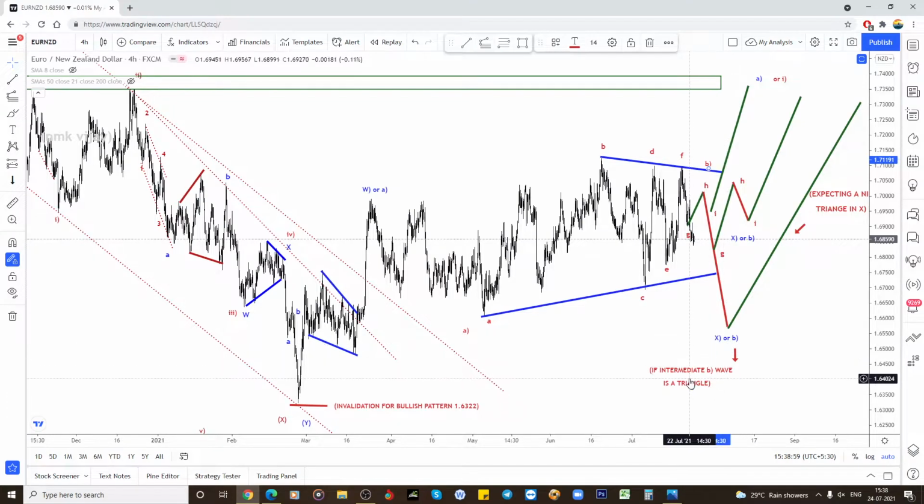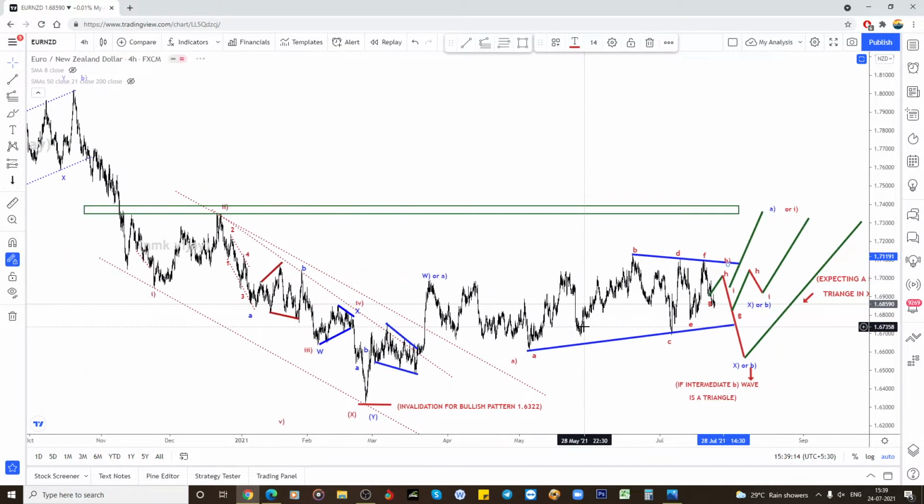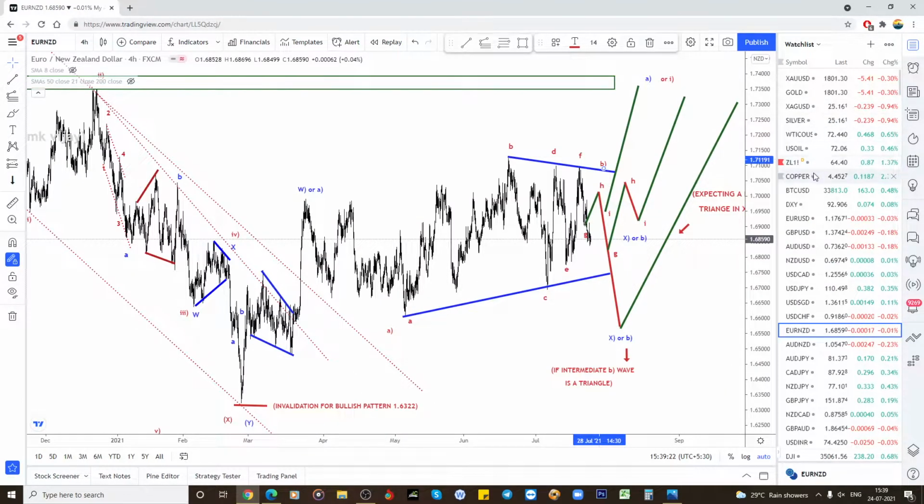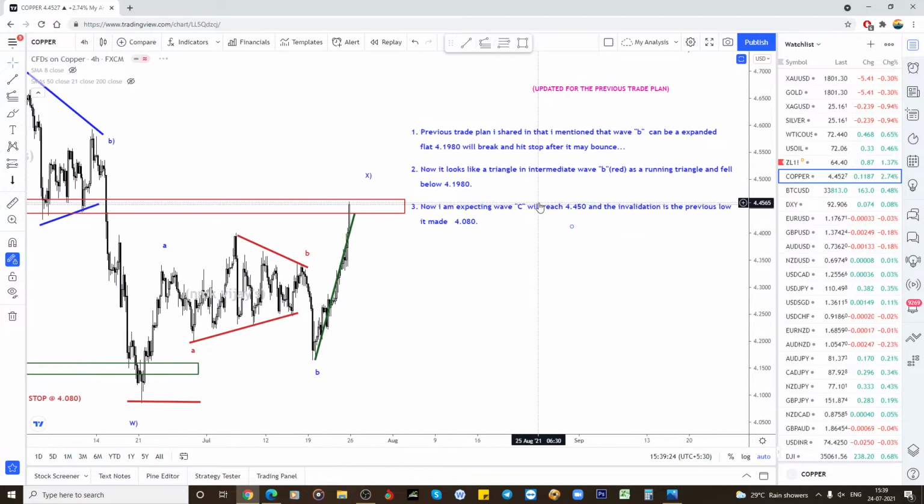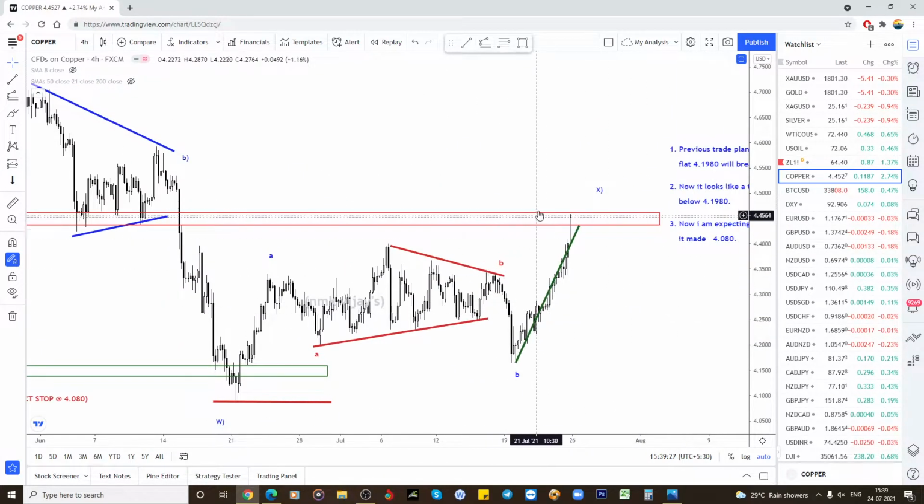But here I have explained, if the intermediate B wave is a triangle, then this A, B and C, that same thing happened in copper. I will show you that as an example. So this is a W or A, and this is the X or B, and once it breaks this low, it will shoot. So I will show you the copper chart. I expected the same for that higher, and I took this as a bullish triangle. Sorry, it's a bullish triangle, and the C wave perfectly did the opposite to me.